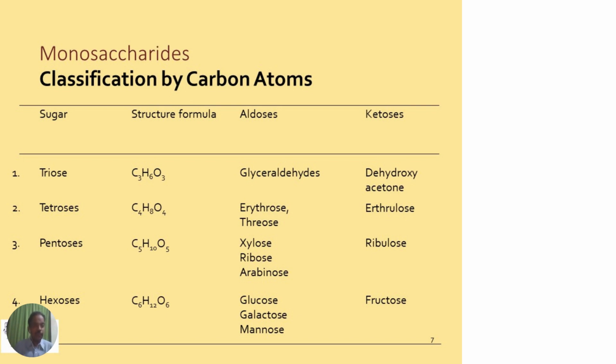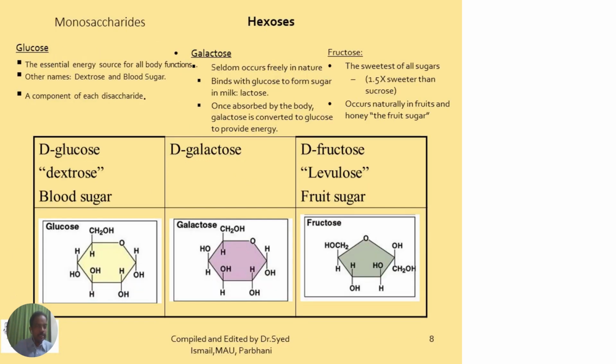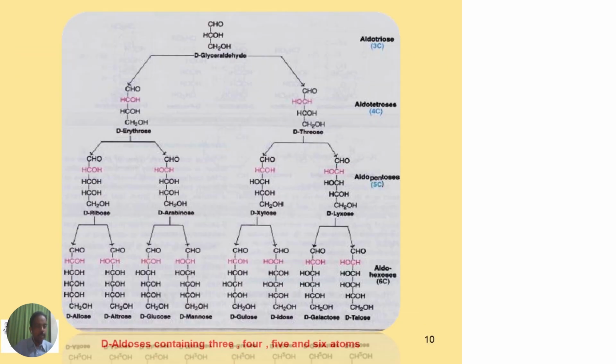Here you see the classification by carbon atoms: trioses, tetroses, pentoses, hexoses, where you can find the aldose sugar and the ketose sugar names also. This is a classic example of glucose, galactose, and fructose with their ring and chain forms. This is the Kiliani-Fischer synthesis, where you increase the carbon chain by one, and therefore you get different carbohydrate structures in the last section, like allose, ribose, glucose, fructose, mannose, galactose, etc.